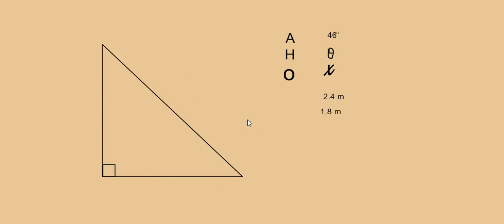So first thing I'm going to do is put some information on this right angle triangle. I'm going to put an angle. Oh, actually, no, I'm going to put an X. I'm going to put an angle. I'm just putting these things any old place, to tell the truth. And I'm going to put a side.